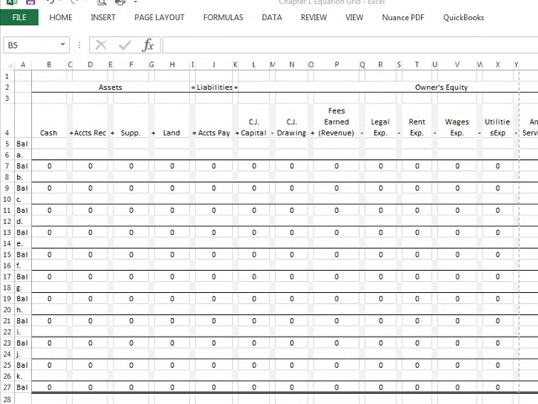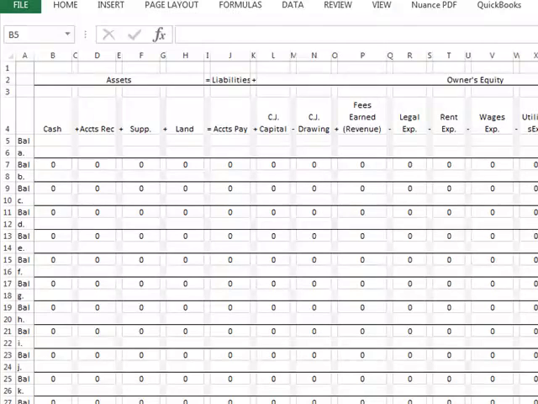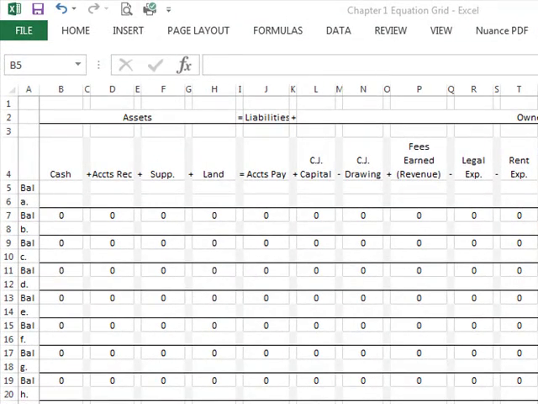We know that assets are things that we own or the company owns that offers a future benefit, such as cash, accounts receivable, supplies, land, vehicles, buildings, things like that. Liabilities are items that the company owes or debts that are owed. And we've got accounts payable. We could have mortgage payable, wages payable, taxes payable, any type of payable, unearned revenue, things like that.